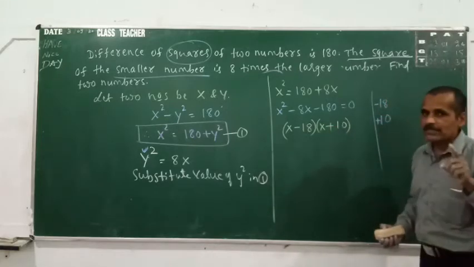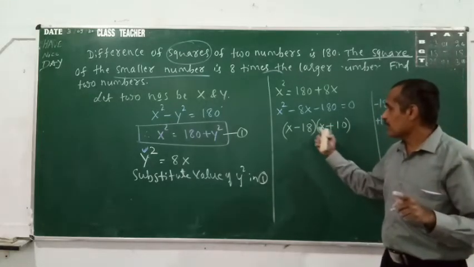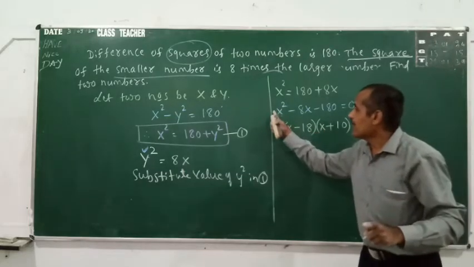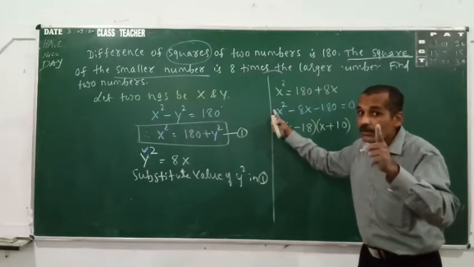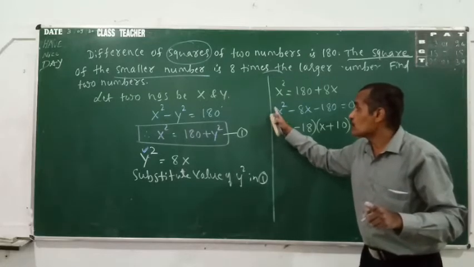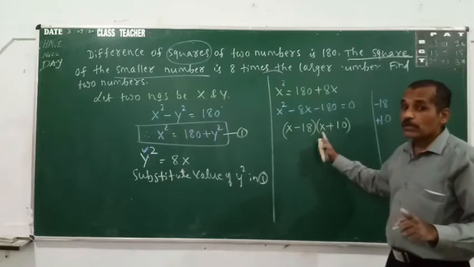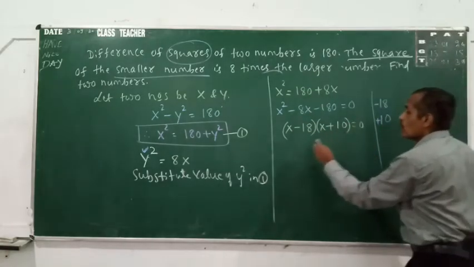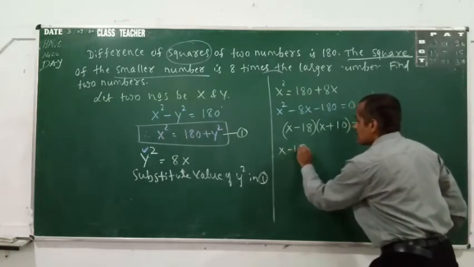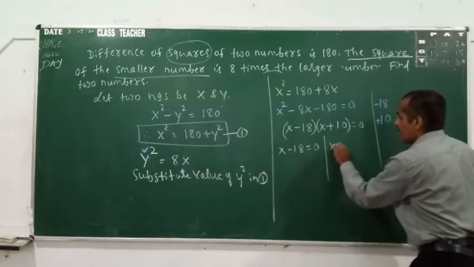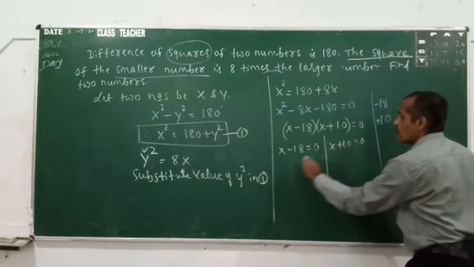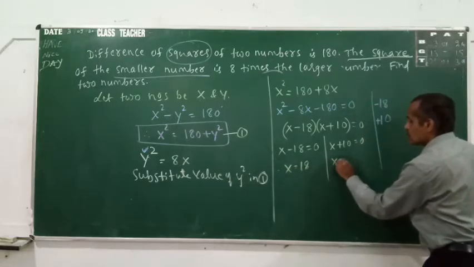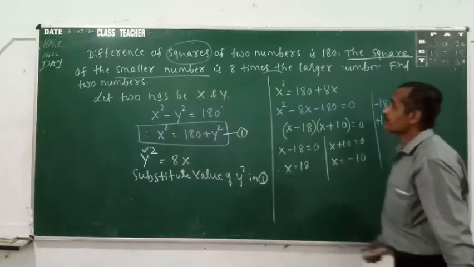But again I am stressing this point, such a shortcut method can be used only when the x square coefficient is 1. If there is any other number like 2, 3, then this method will not work. Solve the problem. Come on: equals 0. x minus 18 is equal to 0, x plus 10 is equal to 0. Therefore, x is equal to plus 18, x is equal to minus 10.